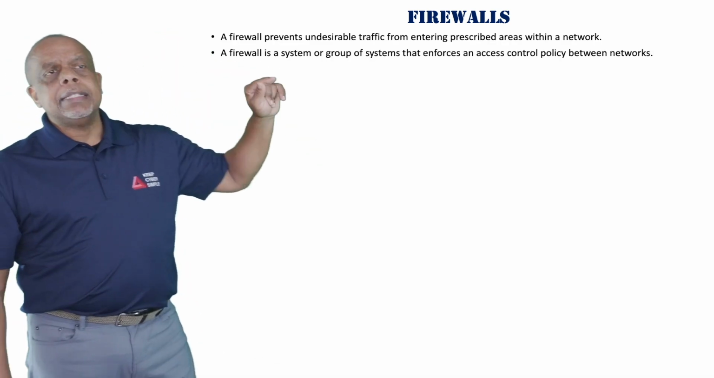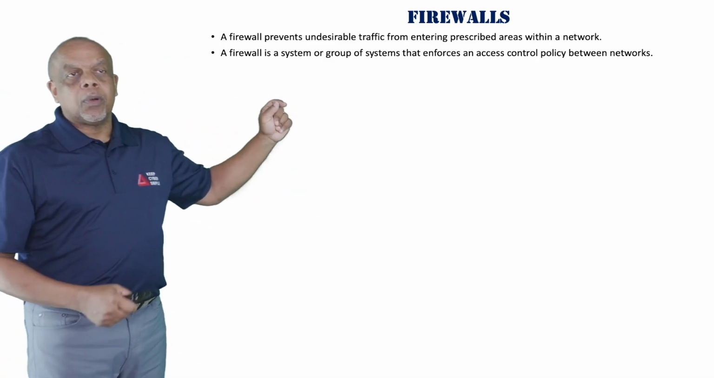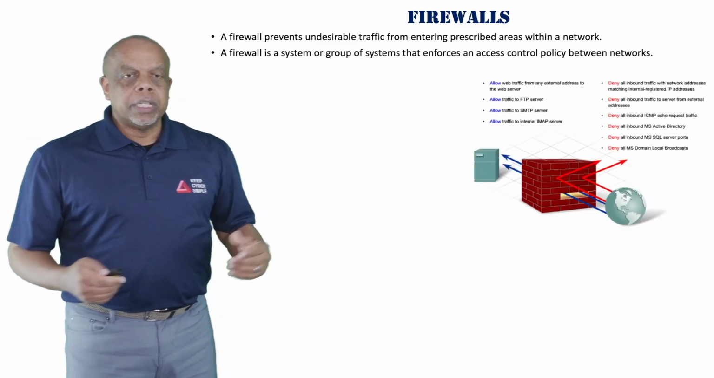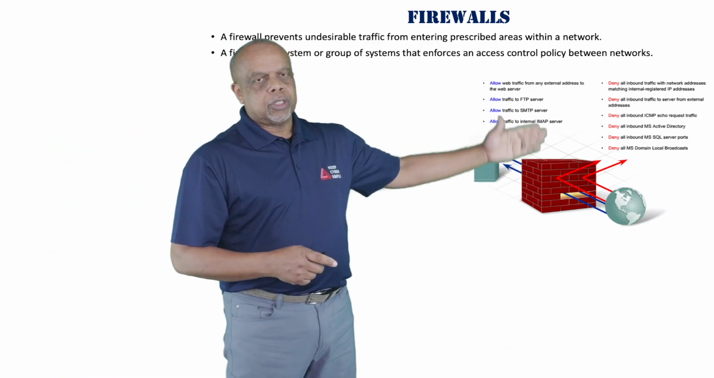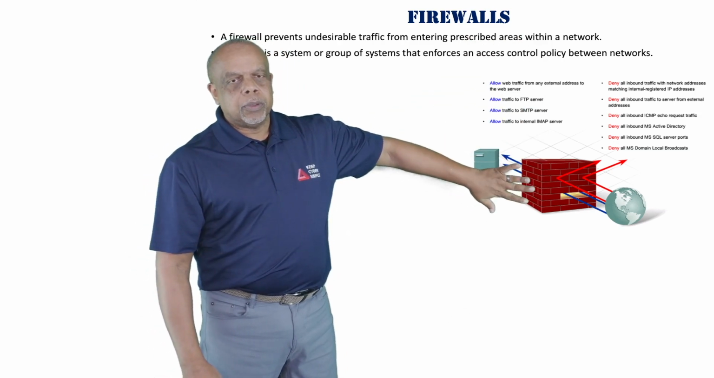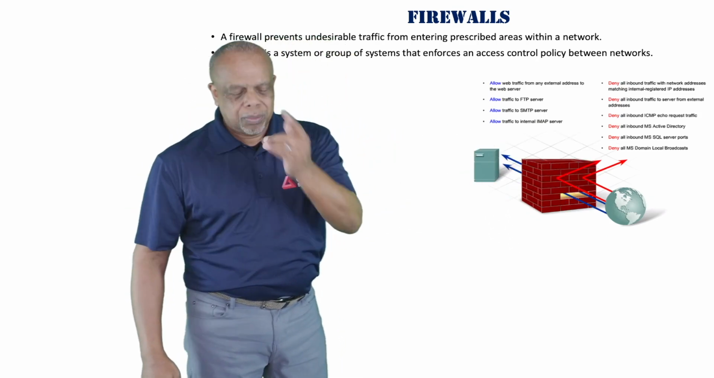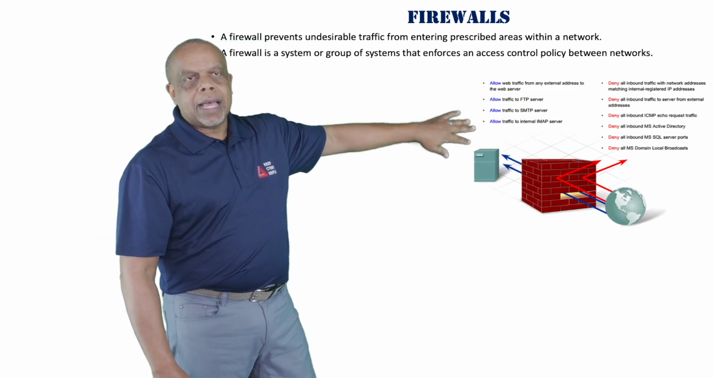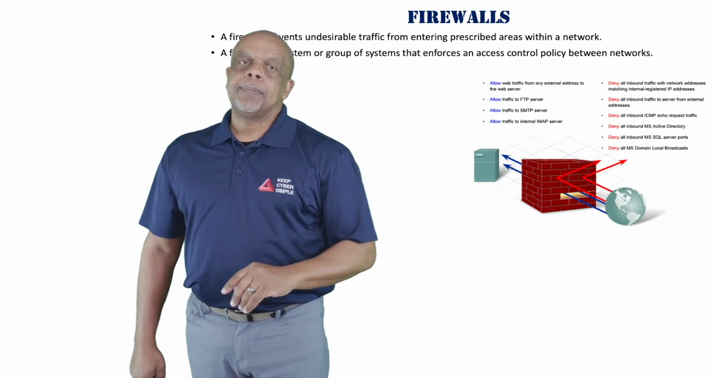A firewall prevents undesirable traffic from entering prescribed areas within a network. A firewall is a system or a group of systems that enforce access policies between network devices. If you think of it, the term firewall comes from apartment buildings where you have a brick wall in between apartments, so that if there's a fire, it hopefully will separate that fire, where it won't move from one apartment to another. Hence the term firewall. Through that firewall, you can set up access rules to allow certain types of traffic, and you can set up access rules to deny certain types of traffic.